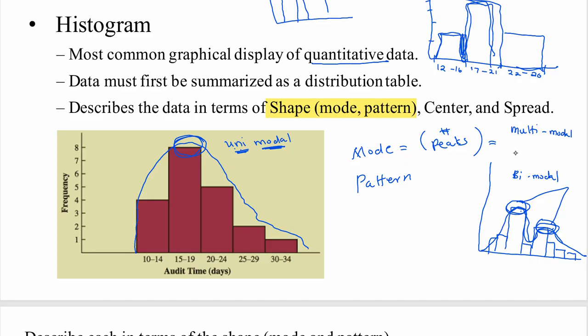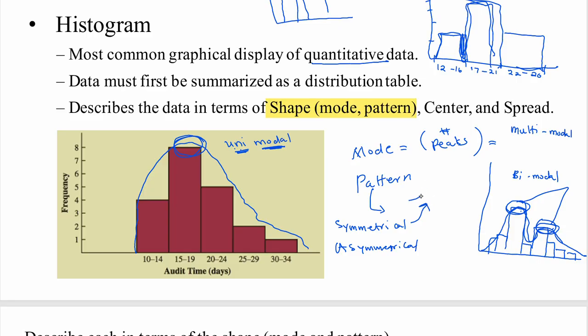And that is how we describe histogram. Now, the other way we describe the shape of the histogram is in terms of the pattern. There are two types. It could be either symmetrical or asymmetrical. What is the difference? Somebody would say.